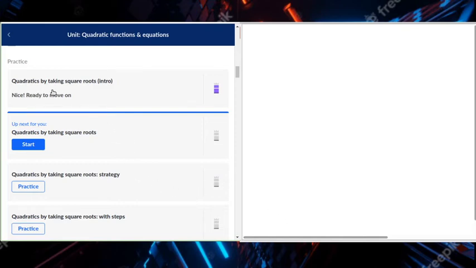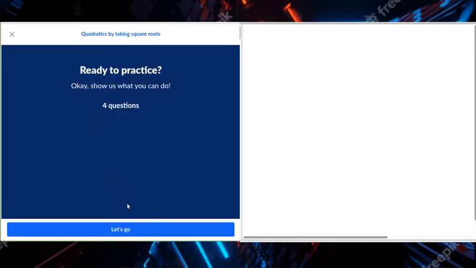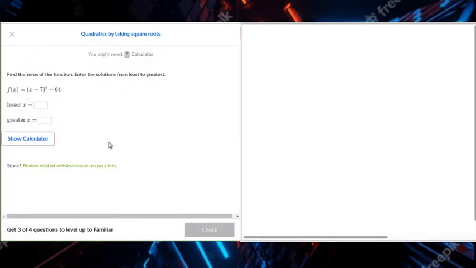Okay, so we've just finished quadratics by taking square roots intro. We're going to do quadratics by taking square roots. This will be a little bit harder, but the same idea. So we're going to have to take the square root of this expression. We've got a function, x minus 7 quantity squared minus 64, and we want to find the zero. We want to find out when that's 0.